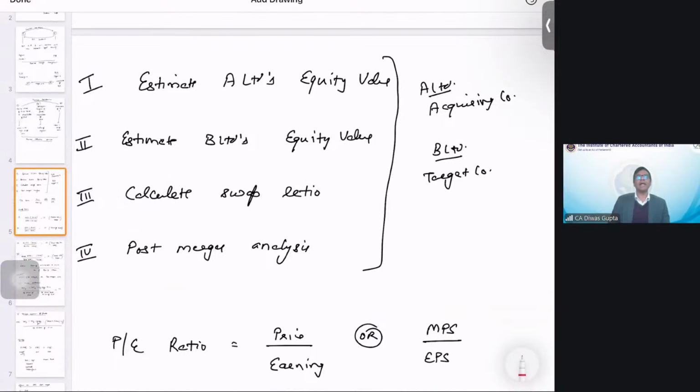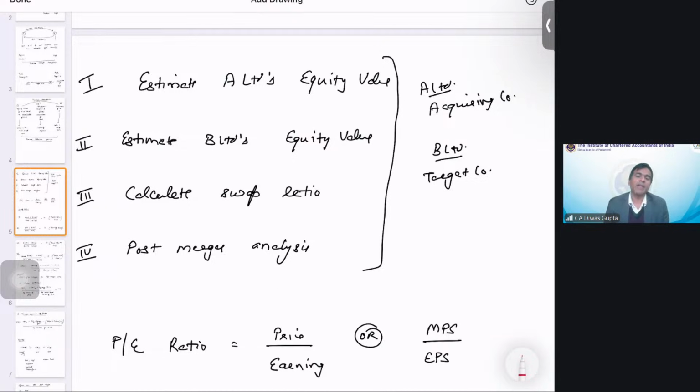Now, if you see in the entire mergers and acquisitions, we will be discussing what all aspects. One, how do we compute A Limited's equity value, which is the buying company? How do we compute B Limited's equity value, which is the selling company? How do we then compute their swap ratio? Because swap ratio will tell you how many shares of A Limited will be given for how many shares of B Limited. For that, it is very much important to compute the independent equity value of A Limited and independent equity value of B Limited.